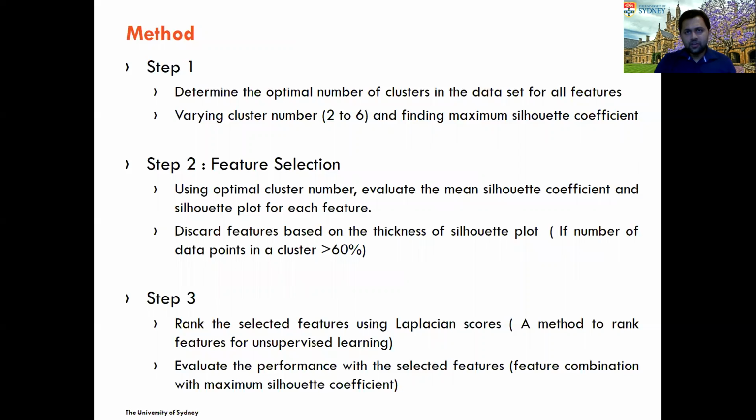The next step is the feature selection process. Using the optimum cluster number, we evaluate the mean Cistulli coefficient and Cistulli plot for each feature and then discard the features based on the thickness of Cistulli plot. In the next phase, we rank the features using a Laplacian score, which is a method to rank the features for unsupervised learning. In the final phase, we evaluate the performance of the system with the selected features.